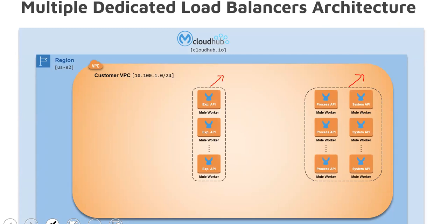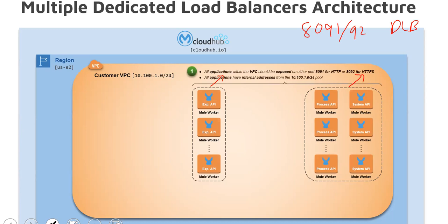Now in this case, we'll deploy these applications on 8091 or 8092. That means now we're fixing that this can be accessible via DLB only, right? That we make sure. So point number one, we have created the VPC and we have exposed our APIs on 8091 and 8092. Now in this case also, all private IP addresses will be coming from my IP range, this CIDR block.